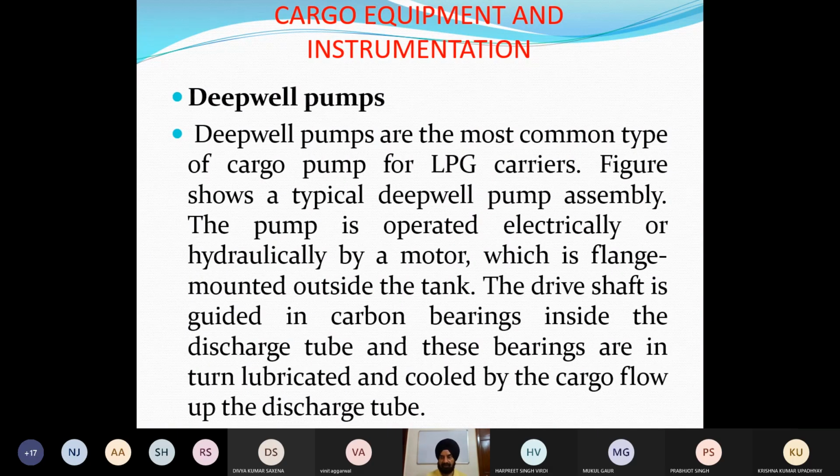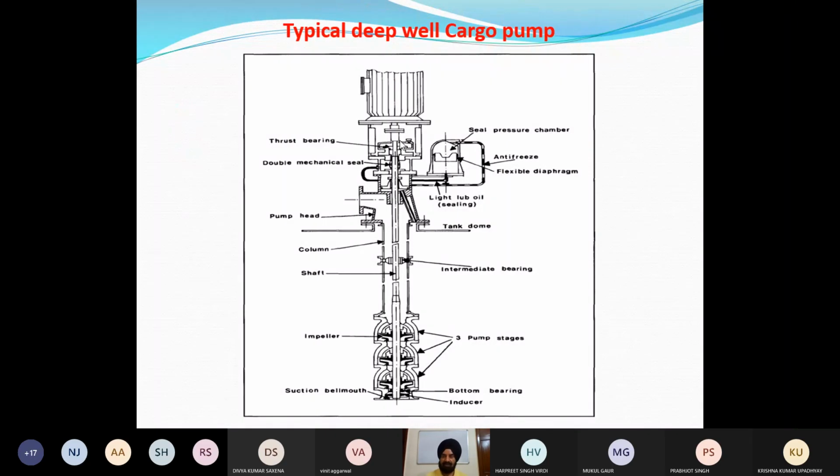The drive shaft is guided by carbon bearings inside the discharge tube, and these bearings are in turn lubricated and cooled by the cargo flow up the discharge. So this is again, I don't know, the guys who have been working on at least product carriers may have seen this. Chemical carriers, you must have seen these pumps. So here it is basically a 3-stage pump. There are impellers 1st, 2nd, 3rd, and an inducer just to collect the cargo, and then this cargo is pumped.